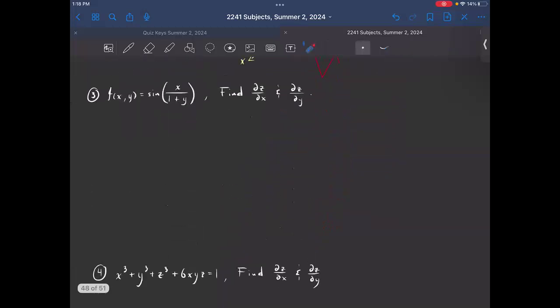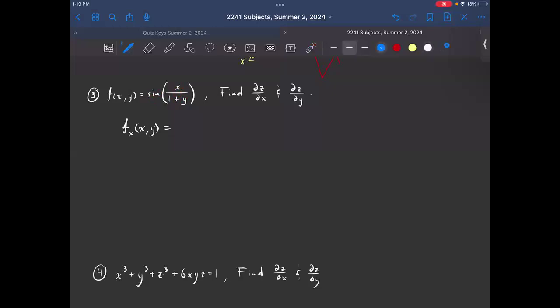Let's look at this next function. This one has an unfamiliar form, so we're going to have to do a little bit of different stuff here. But again, we're just taking derivatives. So let's see, f of x comma y is, all right, I need to take the x derivative. Now here's the rub. This part inside is itself a function of x and y, and I'm applying the sine function to it. So what I need to do is apply the chain rule.